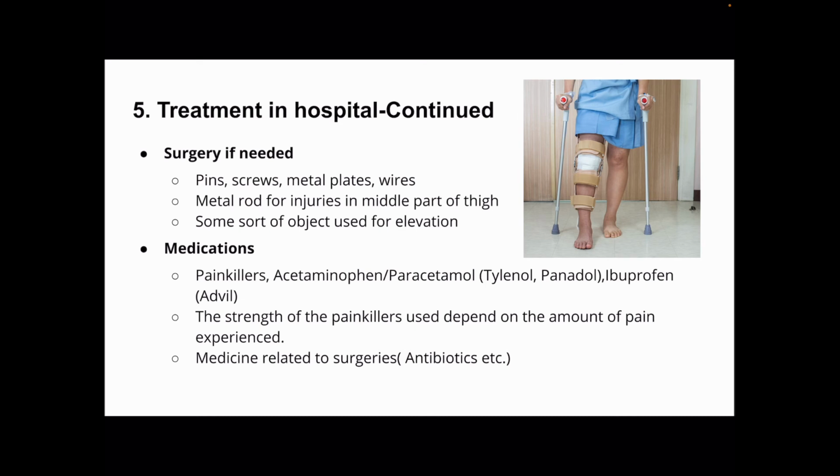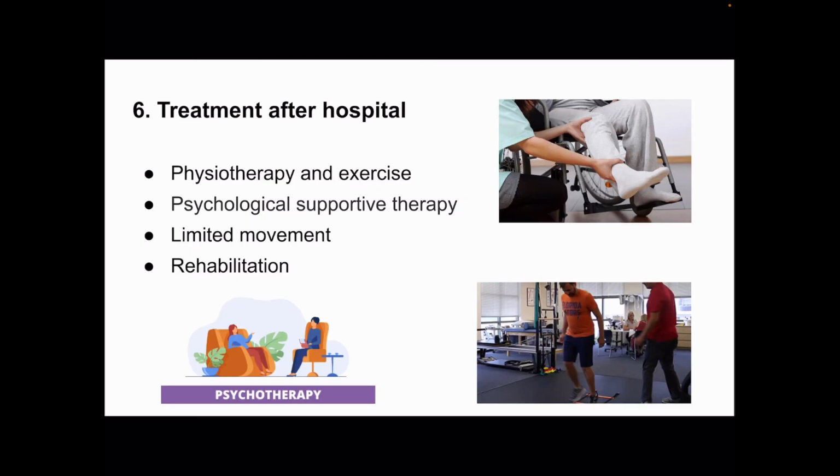Medications include different kinds of painkillers. The strength of the painkillers used depends on the amount of pain experienced. Medicine related to surgeries often include antibiotics. The treatment after hospital includes physiotherapy and exercise which allow faster healing and reduce permanent disability. Psychological supportive therapy can also be important to some patients. Limited movement and rehabilitation are often needed as well.